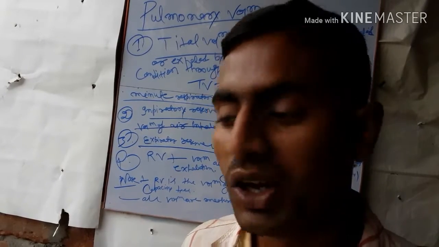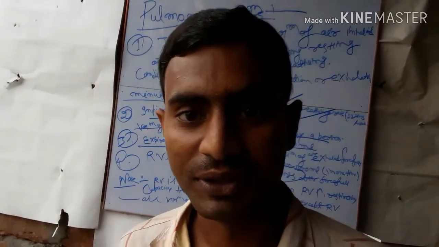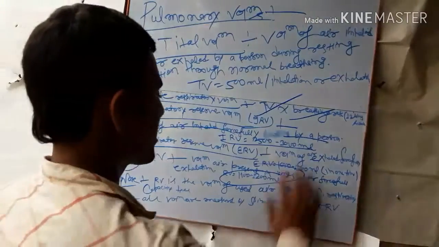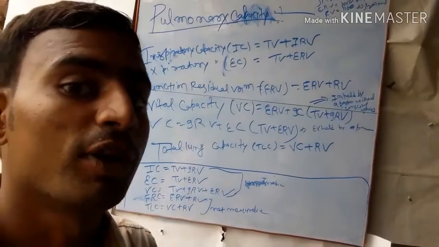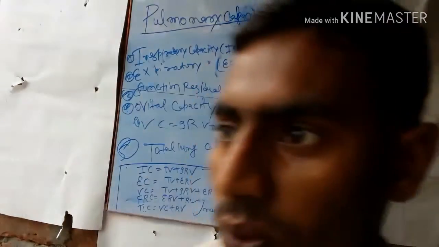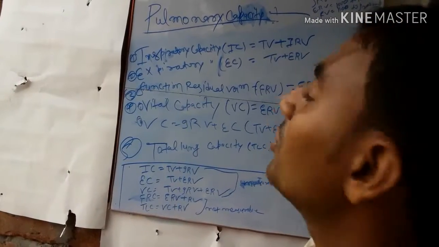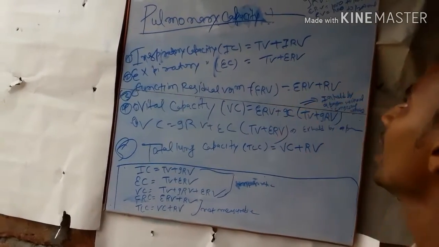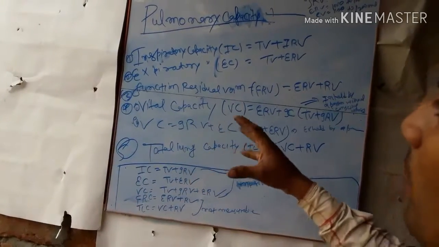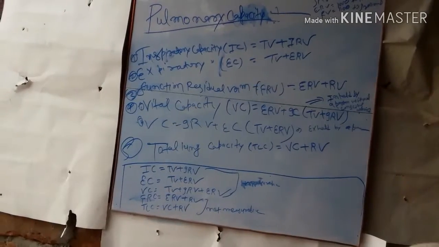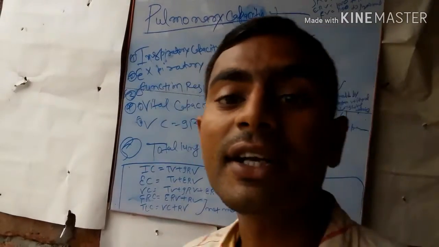Okay. Now, what is the capacity? Now we'll talk about the pulmonary capacity. So what is the pulmonary capacity? Take the inspiratory capacity, for example. That is composed of tidal volume plus inspiratory reserve volume. This is the inspiratory capacity.